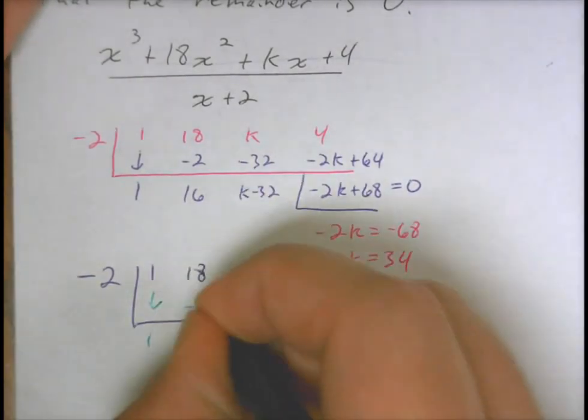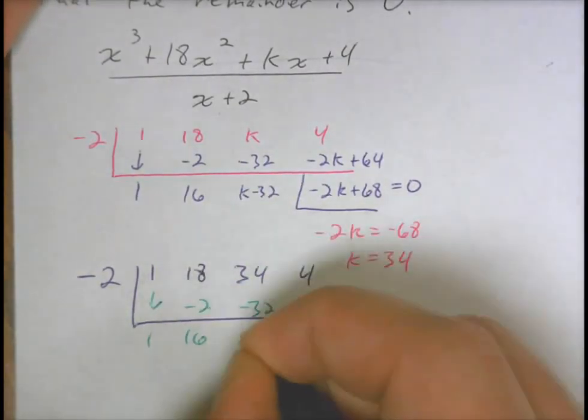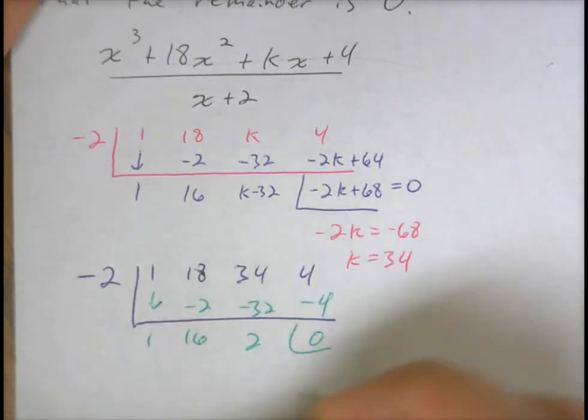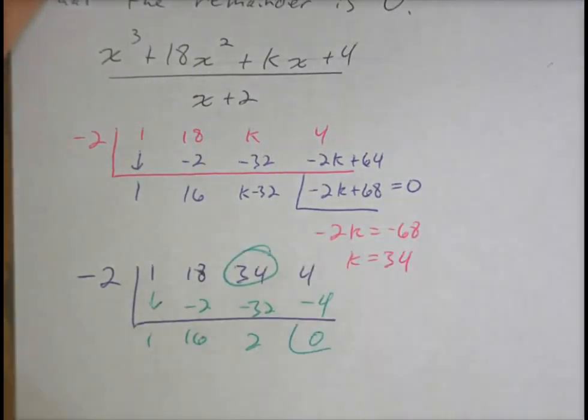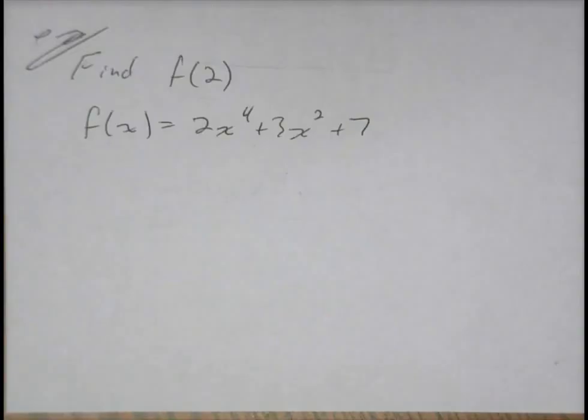Hold on, 1, 1, negative 2, 16, negative 32, 2, negative 4, 0. Happy day! So k is 34. Yay! Okay, I like these ones.